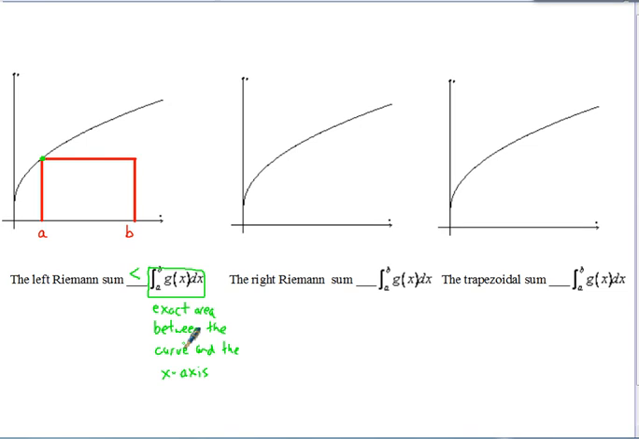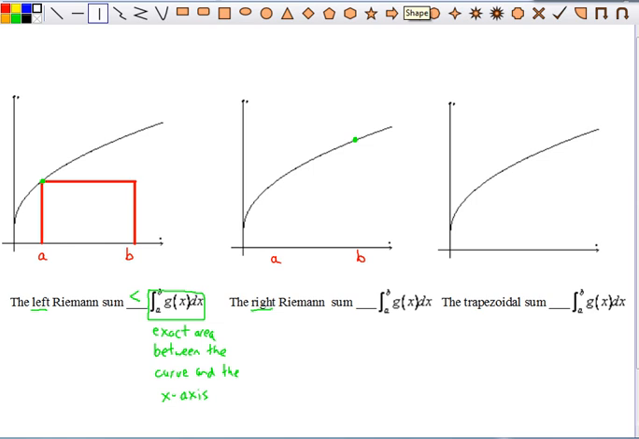All right, let's take a look at the right Riemann sum. See if that's the same or if it's different. So again, we just pick some interval from A to B. But this time to draw a rectangle, we'll use the right Riemann sum, so the height of the rectangle is going to come from the right endpoint. Again, we're just going to use one subinterval to make it easier to draw.